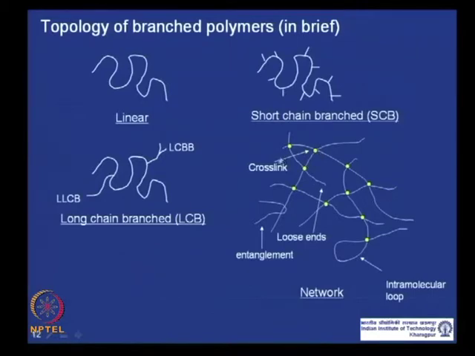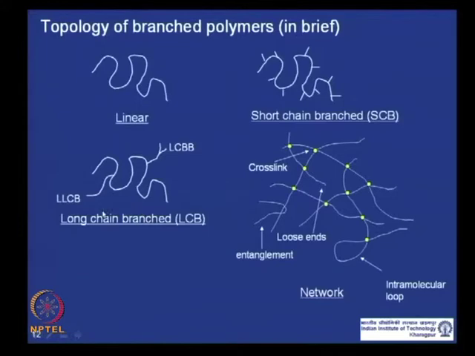Now, a network has cross link points, loose ends, and entanglements. This is entangled, basically entangled between two chains, it is physical entanglement. There is no chemical cross linking here, it is basically one chain entangled with another.